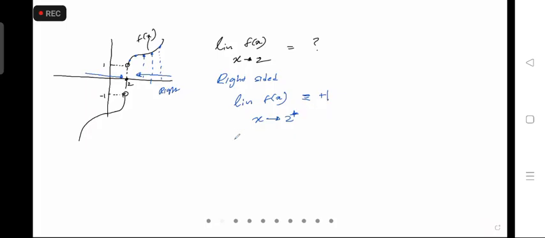Okay. Then I will ask another one. Left side. Limit of f(x) when x approaches 2 from the left hand. I mark the negative sign. Now tell me what is the value.